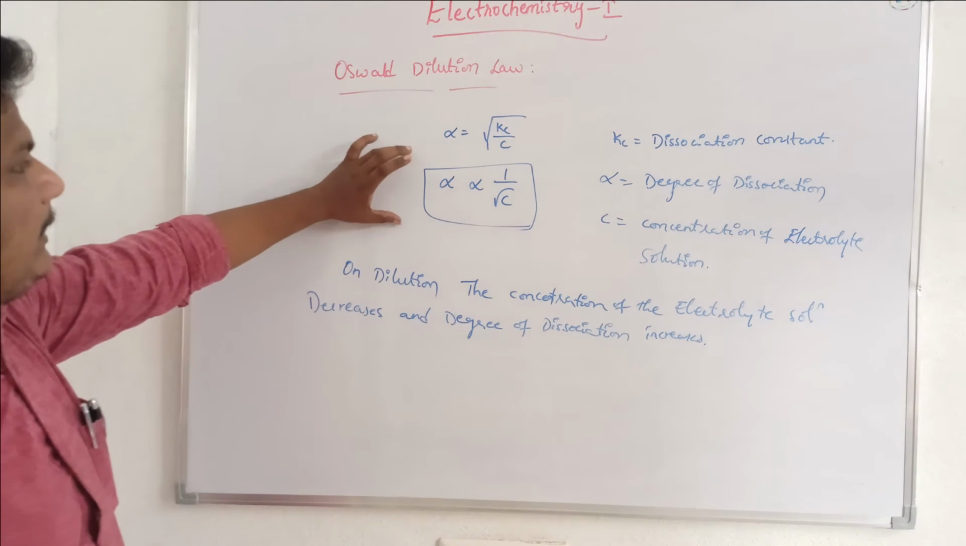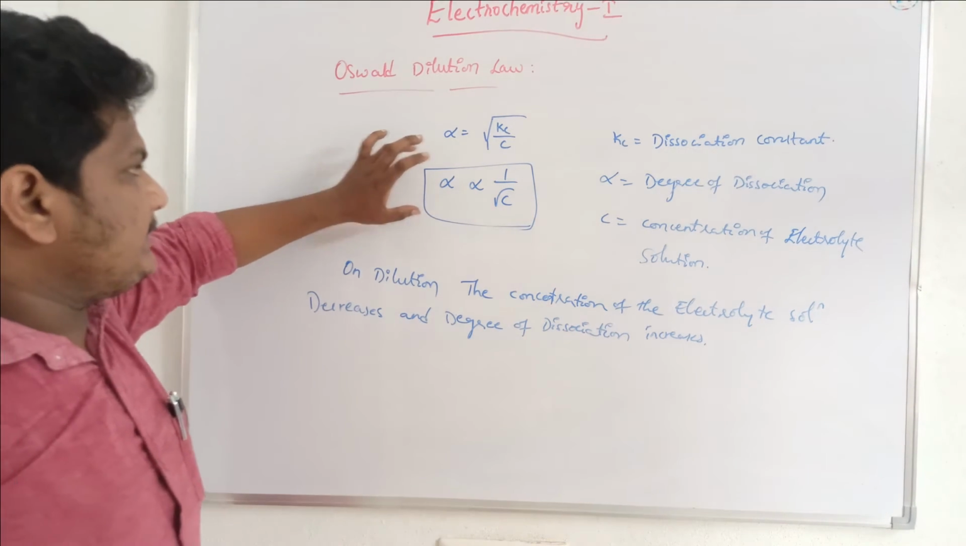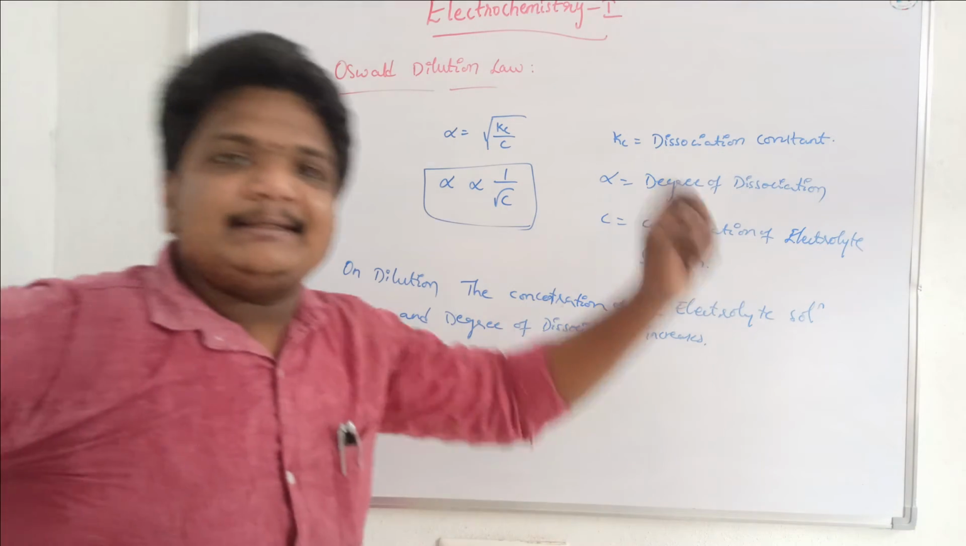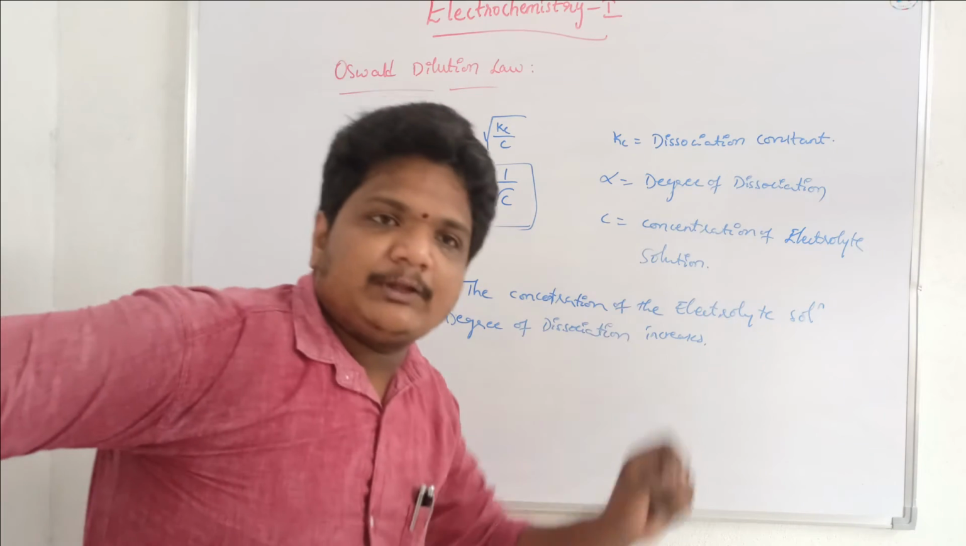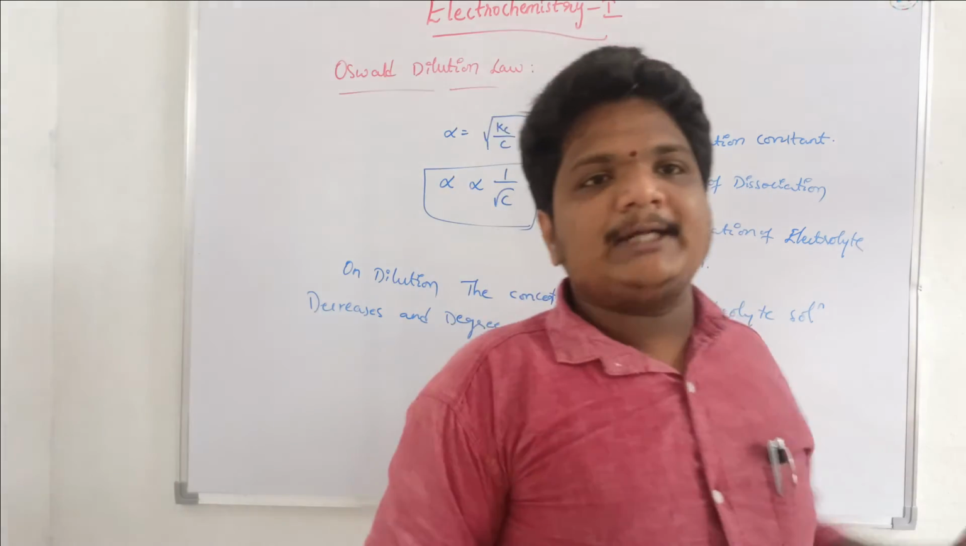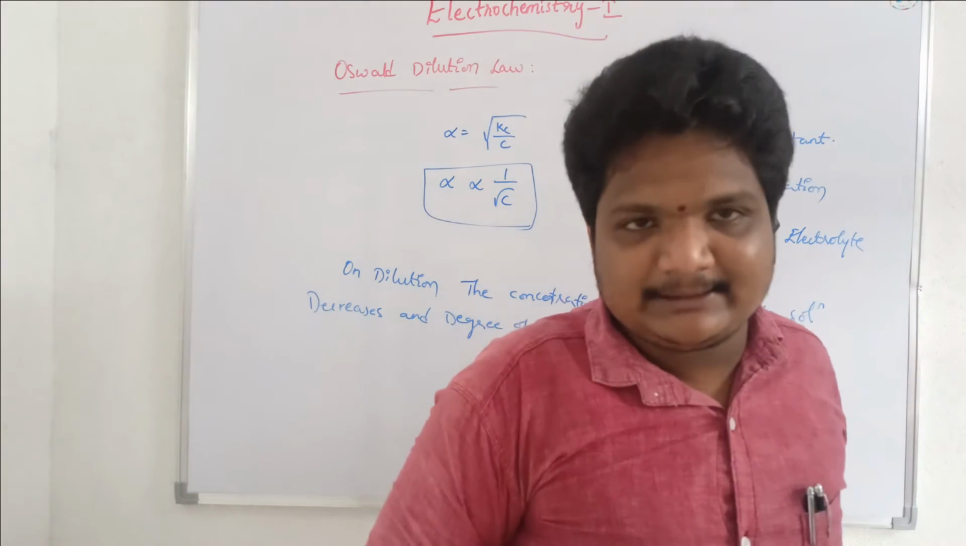Here, on increasing dilution, there is a decrease in concentration. At the same time, there is an increase in the degree of dissociation. If the degree of dissociation increases, the conductivity of that electrolyte solution will increase. It means the equivalent conductance will increase.